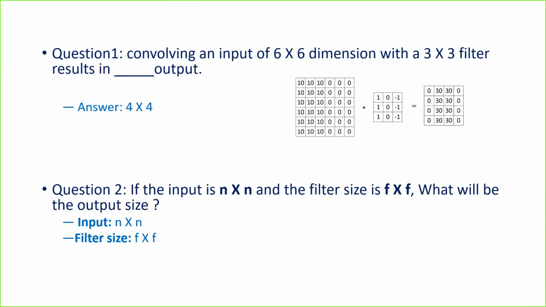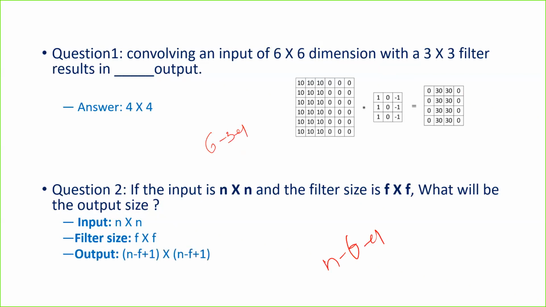So now a generalized question. If the input is n by n and the filter size is f by f, what will be the output size? N minus f times n minus f. N minus f plus 1. Okay, n minus f plus 1. You see, 6 minus 3 plus 1 is 4. Right. So n minus f plus 1 times n minus f plus 1.